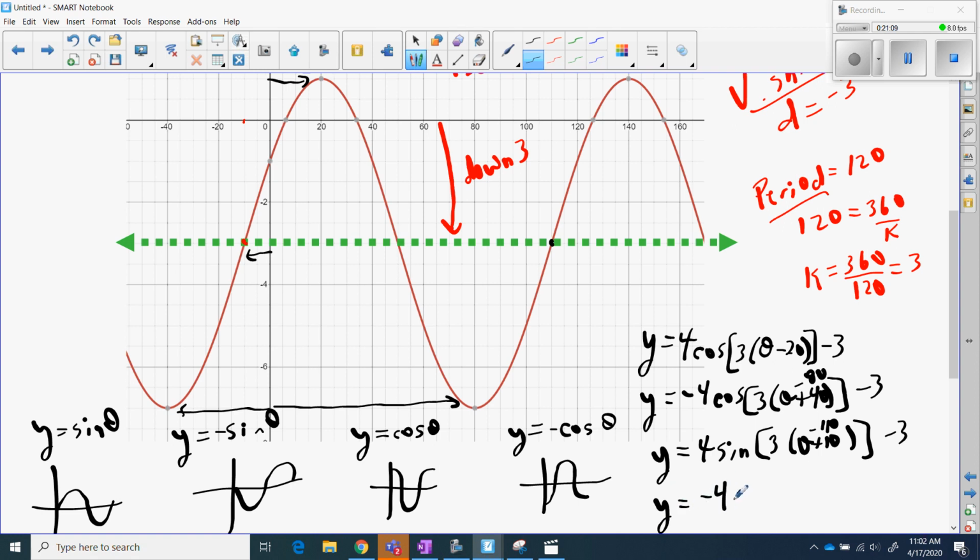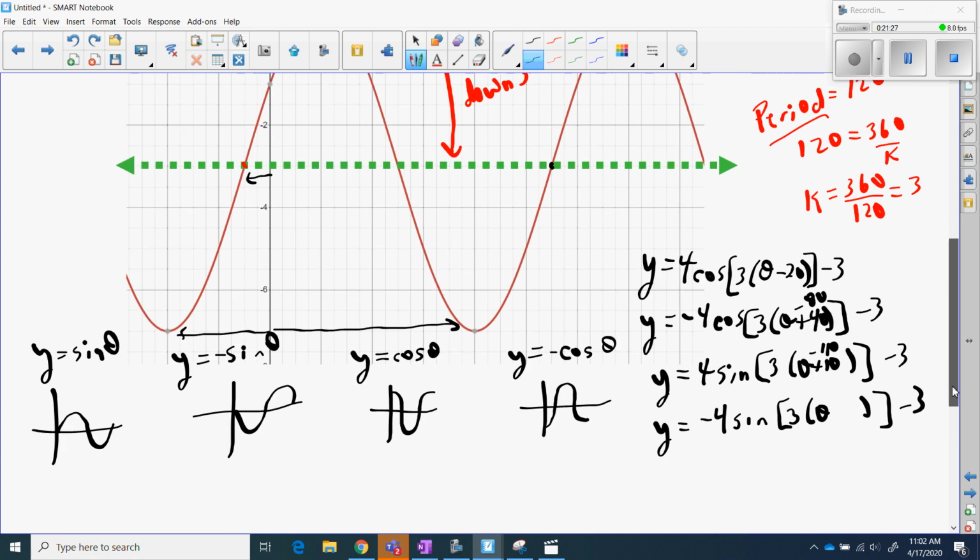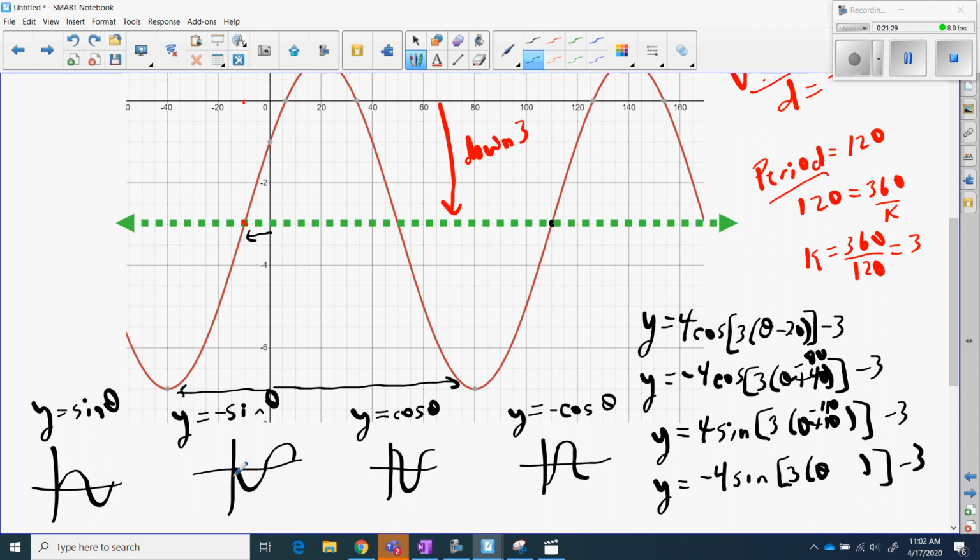So negative 4 sine 3 theta. Again, notice nothing's changing except the phase shift. So now it's a negative sine wave. Well, move down a bit here. So a negative sine wave, the pattern, and again, you need to know these 4 patterns. Negative sine goes down first, up, back to the middle.